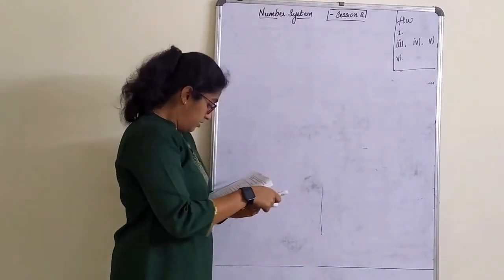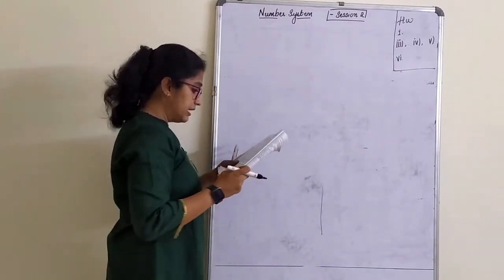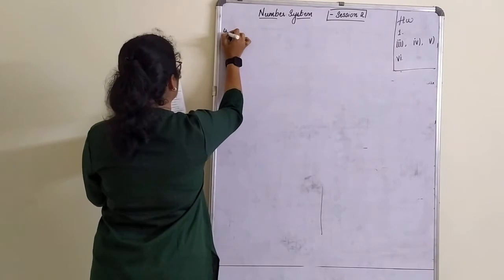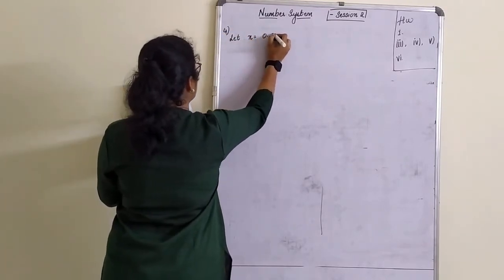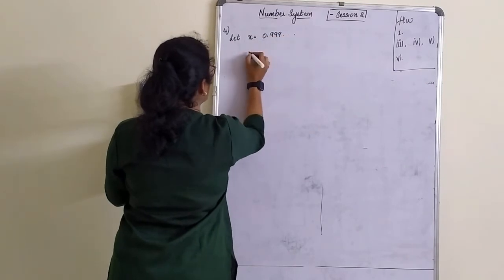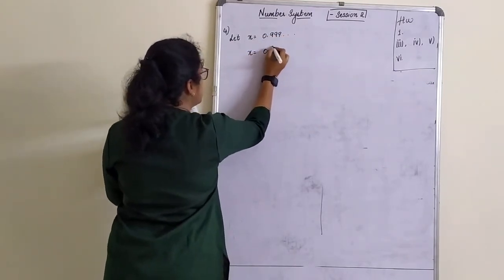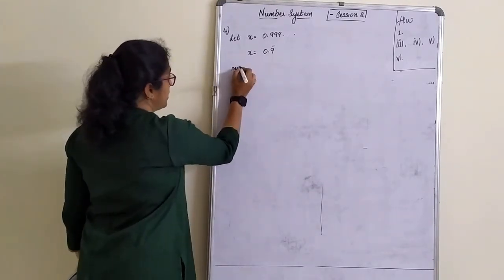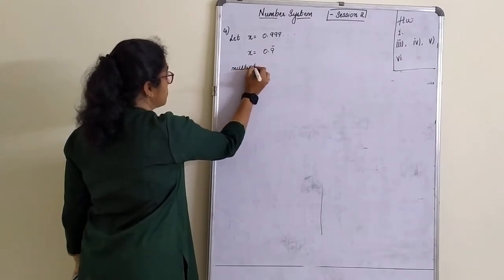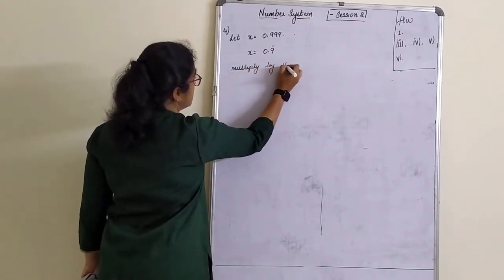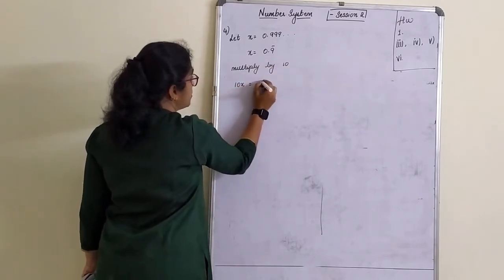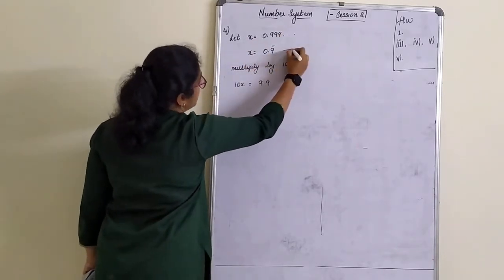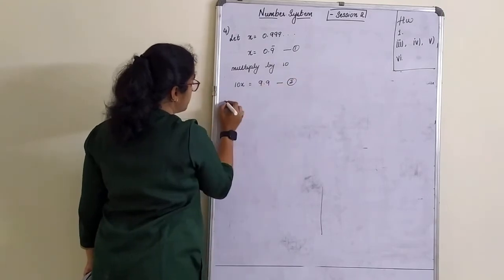Express 0.999 in the form of P by Q. So question number 4. Let x is equal to 0.999. So that is x is equal to 0.9 bar. Now you know what to do here. 1 decimal 1 bar. Multiply by 10. 10x is equal to 9.9 because 9 is recurring. So equation 1, equation 2.